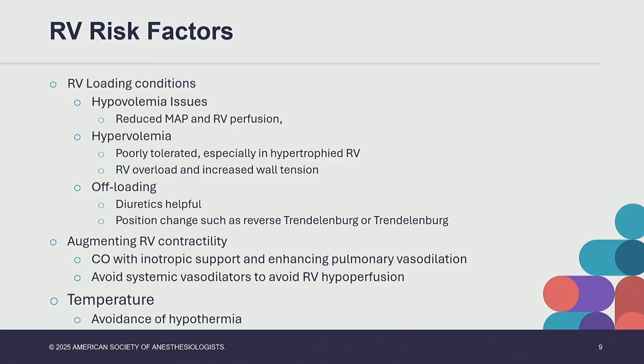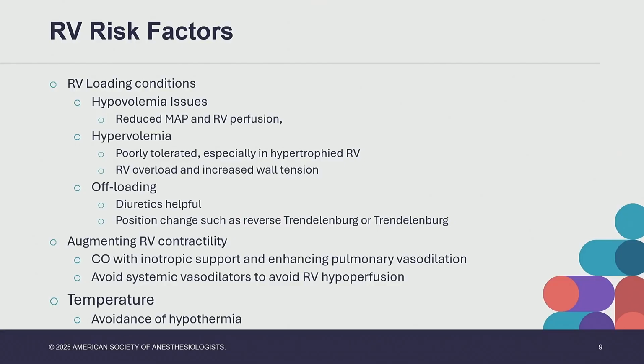Head up is always the best for the RV because it offloads it, which in our situation will be the case for positioning. You want to augment the contractility, so enhancing the contractility of the right ventricle with inotropes, milrinone, dobutamine, epi, all those things to enhance contractility, but also making sure that you have pulmonary vasodilation as well, and offloading the back end of the right ventricle.